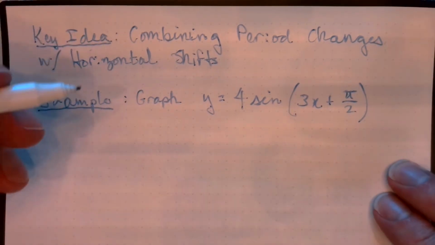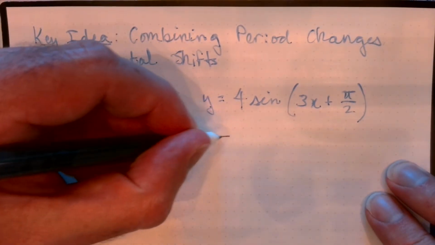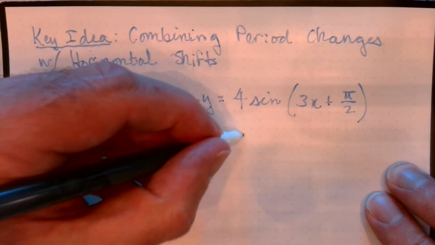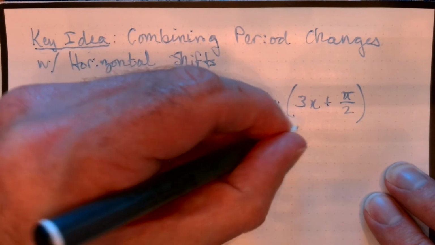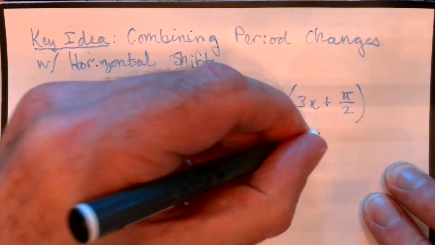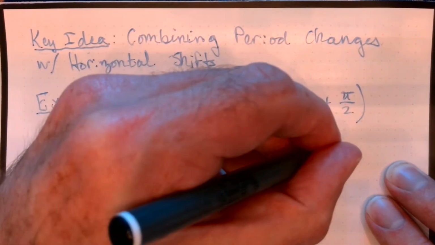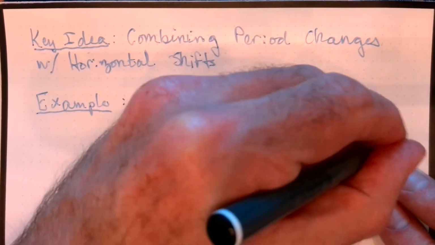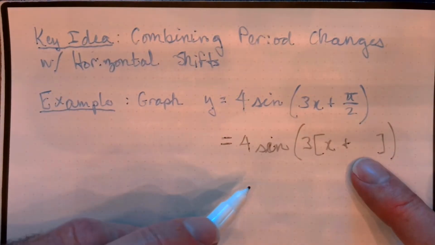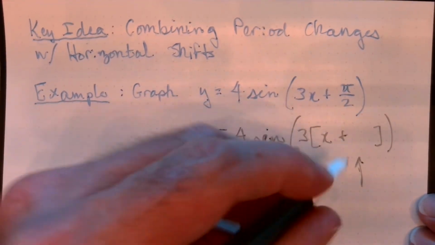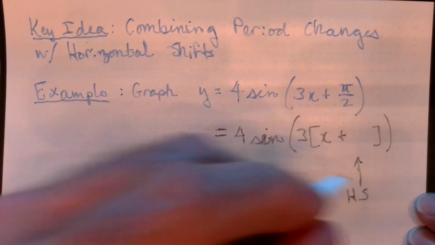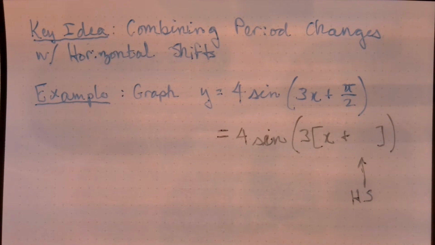Okay, so here's what we need to do. We need to rewrite this function. So sine 3x plus, and then we're going to need to fill in a blank here. And whatever we end up having to put there, that's going to be our horizontal shift.